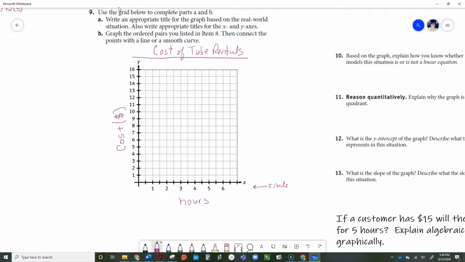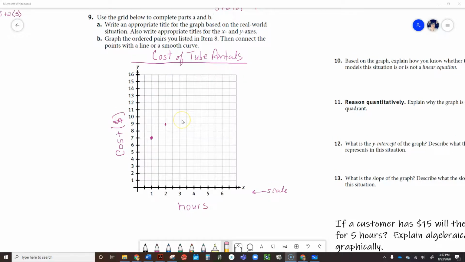So now it says graph the ordered pairs that you listed in item 8. So we know for 1 hour, it cost $7, and for 2 hours, it was $9. For 3 hours, it was $11. Oh, I've got the wrong pen. For 3 hours, it was $11. For 4 hours, it was $13, and for 5 hours, it was $15.